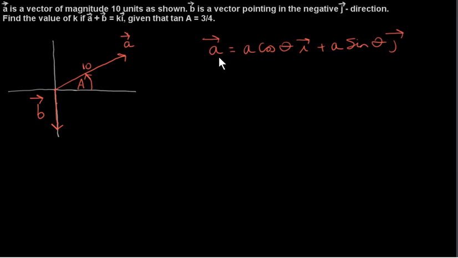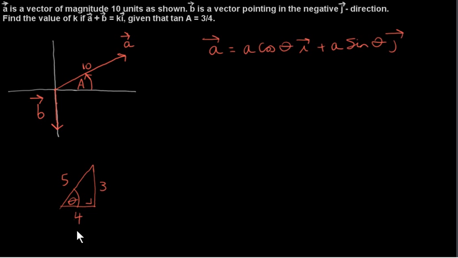We know that any vector A can be written like this, where A without the arrow is the magnitude of A. Theta is the angle measured anti-clockwise from the positive x-axis. Theta is just capital A in this case. We can find cos theta and sin theta by considering this right angle triangle. We're given that the tan of A, or tan of theta, is 3/4, so A is just theta, remember. So we can draw a right angle triangle. Take the side opposite theta to be 3 and the adjacent to be 4, so that the tan of theta is 3 over 4. From Pythagoras, the hypotenuse here will be 5.